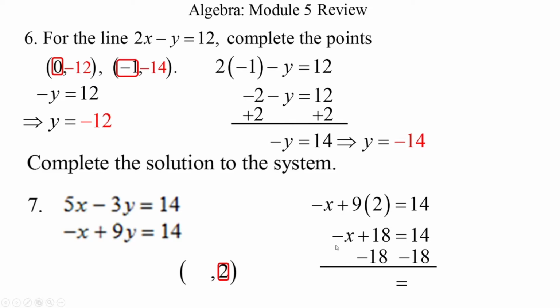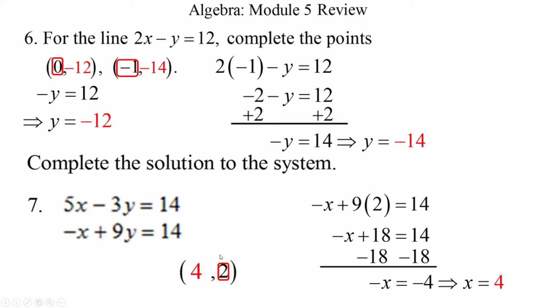and that leaves us a -x on the left. 18 minus 18 cancels, and on the right I have 14 minus 18, which is -4. Now, just like above, wow, they're really stressing this on this review. If the opposite of x is -4, doesn't that imply x would have to equal +4? So the x coordinate at this point is a 4.